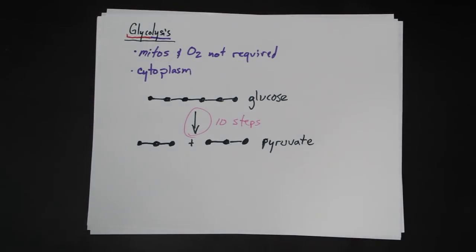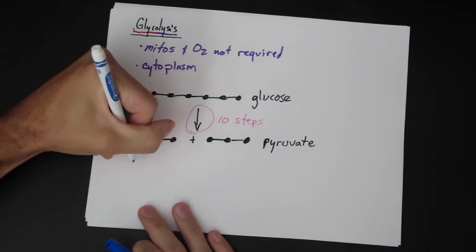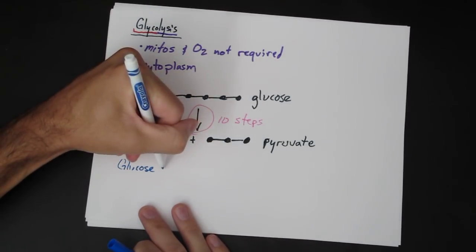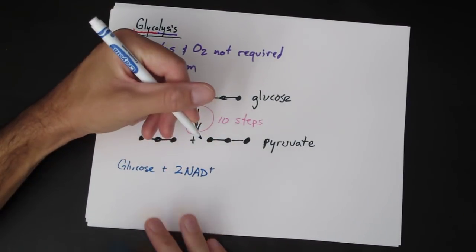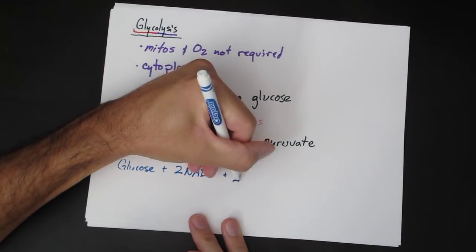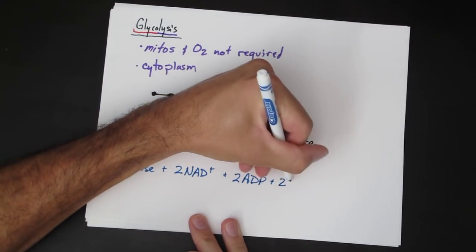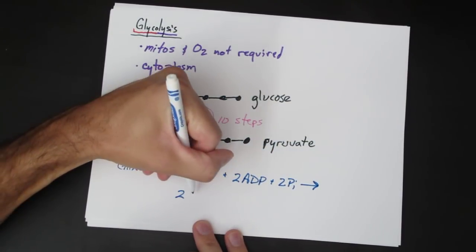pyruvate. Okay. The chemical formula for glycolysis is a little bit more detailed than what I've drawn here. I do want to take a look at it just really quickly. So we have glucose. We have 2 molecules called NAD+. This is nicotinamide adenine dinucleotide. We have 2 ADP. We have 2 inorganic phosphate, and that yields for us those 2 pyruvate.